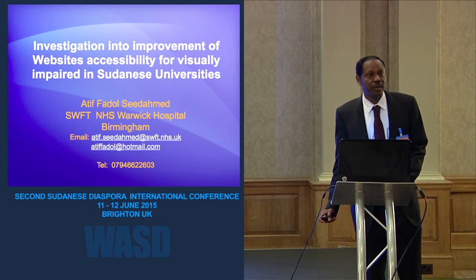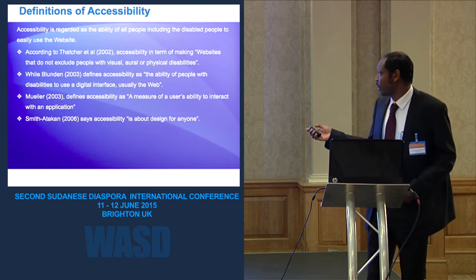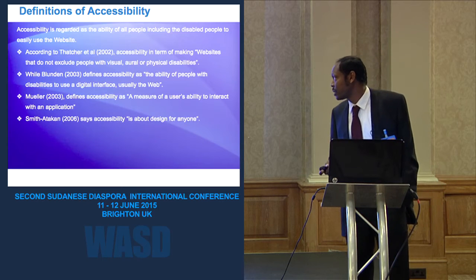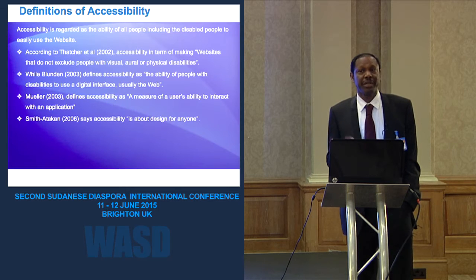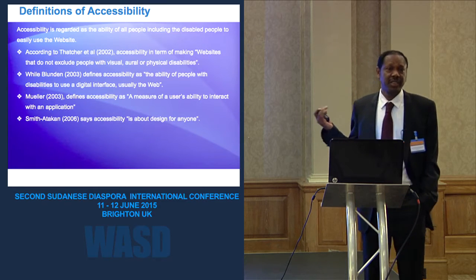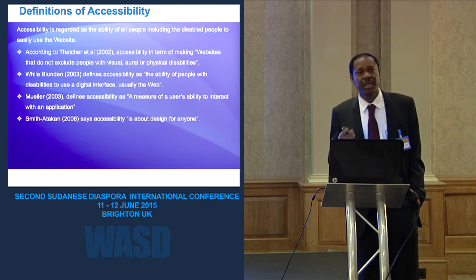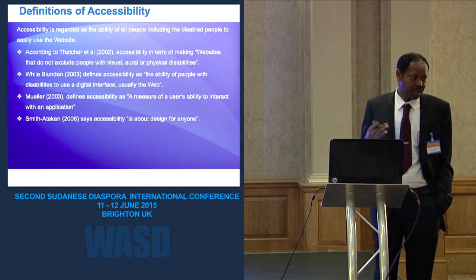The definitions of accessibility: according to Thatcher, accessibility is making websites that do not exclude people with disability. So that means access for all. All these researchers identify that when blind and visually impaired persons use a website, it must be accessible for all. There is no discrimination at all.